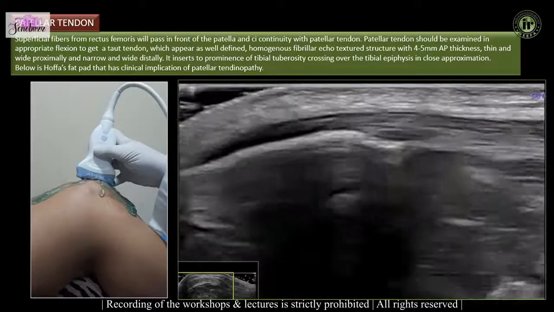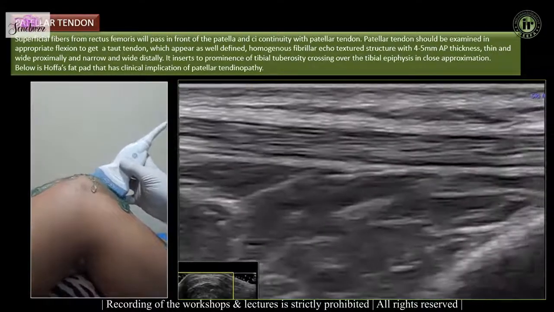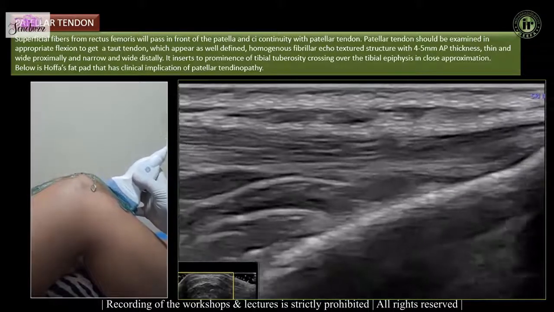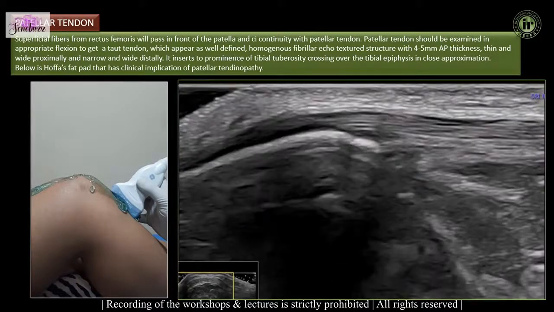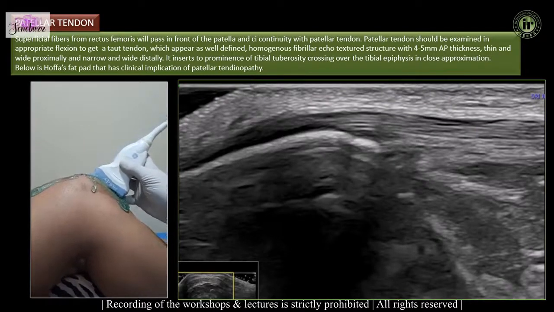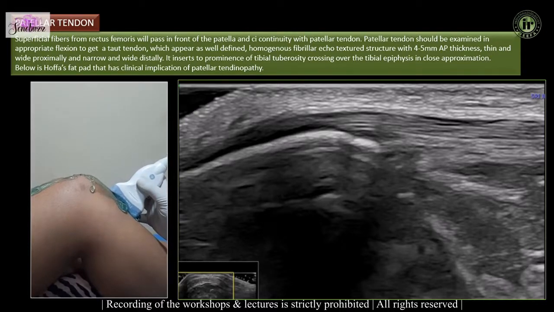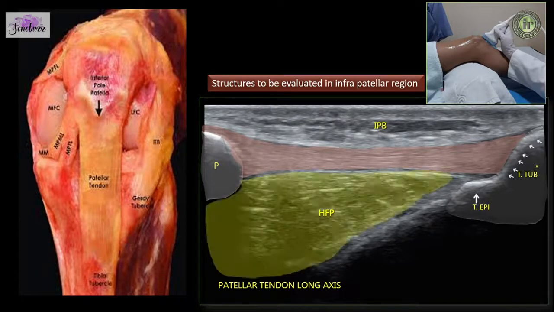Sliding the probe into the infrapatellar region, you can see the patellar tendon arising from the inferior pole of the patella, crossing over the Hoffa's fat pad and the tibial epiphysis and inserting into the tibial tuberosity. Joining the patella and the tibial tuberosity, we have the nice fibrillar pattern of the patellar tendon, which is about 3 to 5 millimeters thick, and it overlies the Hoffa's fat pad here, and it has clinical implications associated with patellar tendinopathy.